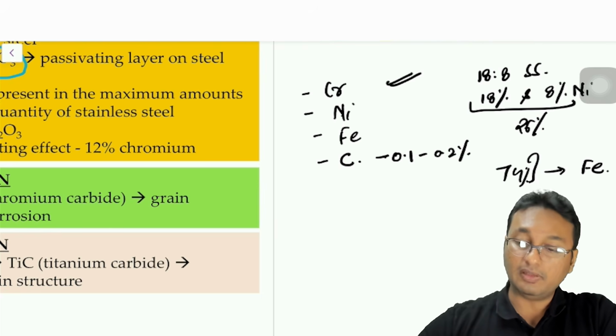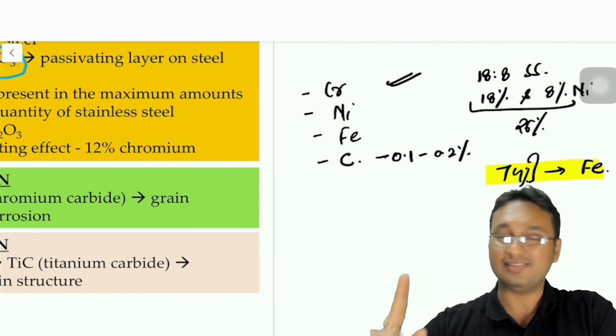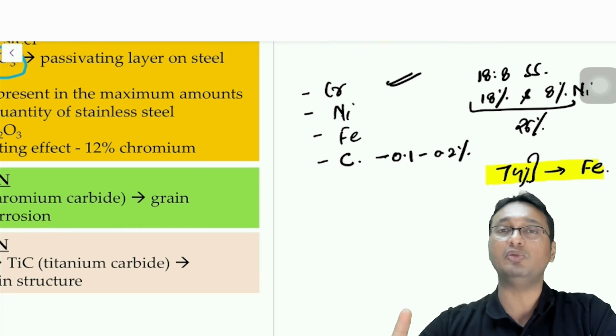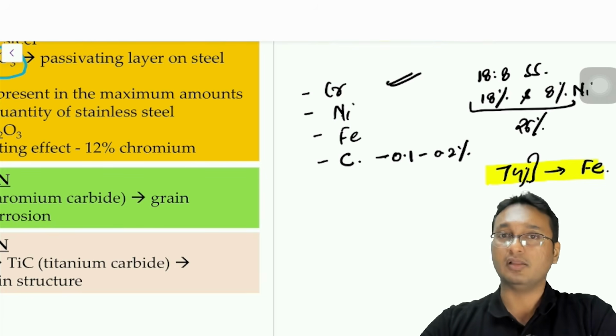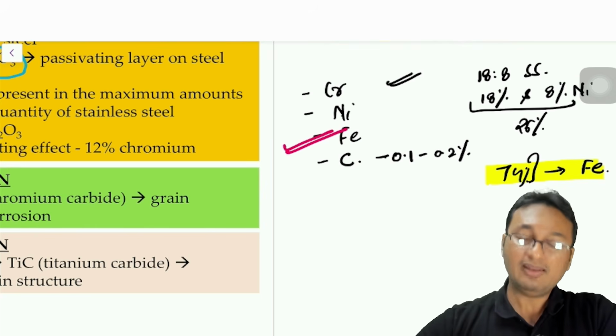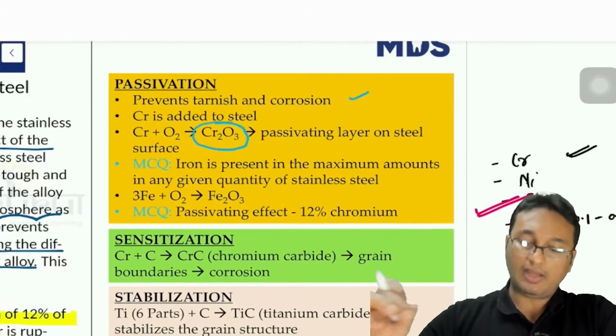So you see, the bulk of stainless steel is made up of iron. It's not chromium. So please don't make the silly mistake in the exam. I have seen people doing that. That's why I'm stressing again, it's a blunder if you do that. So the correct answer will be iron at any cost. Okay. Now what happens?